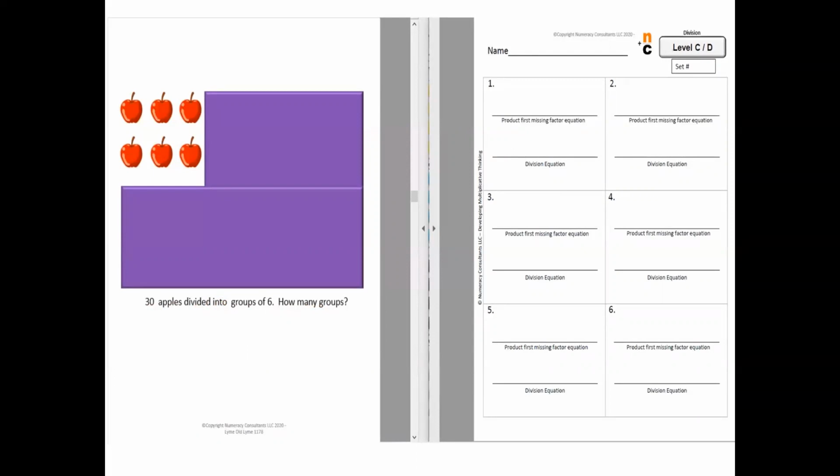Okay, so we take this one, it says 30 apples divided into groups of 6. And the first one says product first, missing factor equation. So we're so used to kids writing, and here's why you're writing product first, we usually write 5 times 6 equals 30. We're saying 30 equals, we don't know how many groups there are, so we're leaving that blank, but we know that there's 6 in each group.